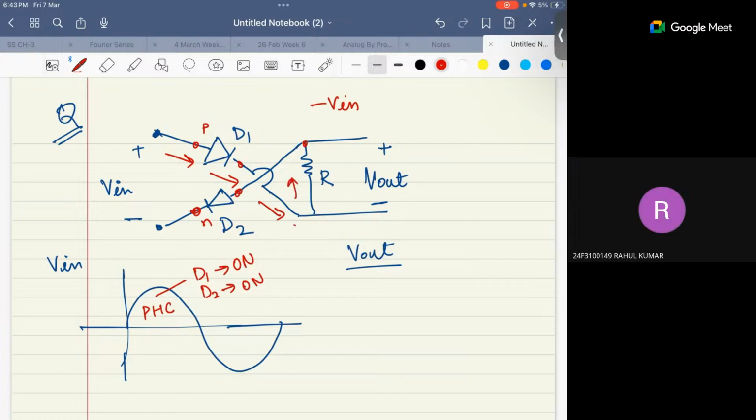Will go here. So you can just think of it as a loop like this. The current will go like this.